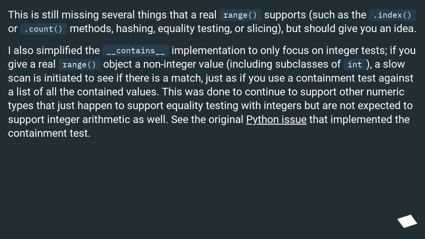If you give a real range object a non-integer value, including subclasses of int, a slow scan is initiated to see if there is a match, just as if you use a containment test against a list of all the contained values. This was done to continue to support other numeric types that just happen to support equality testing with integers but are not expected to support integer arithmetic as well. See the original Python issue that implemented the containment test.